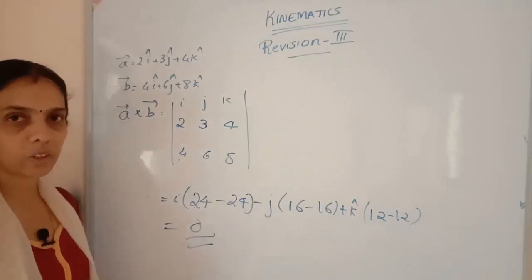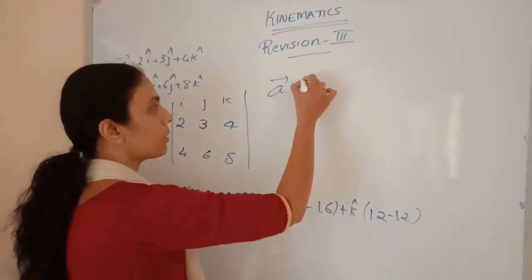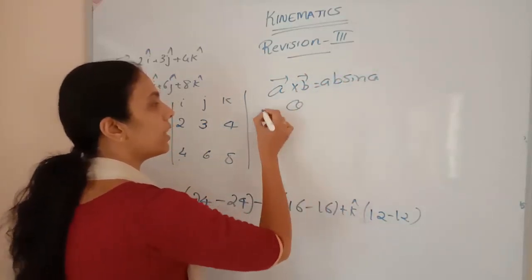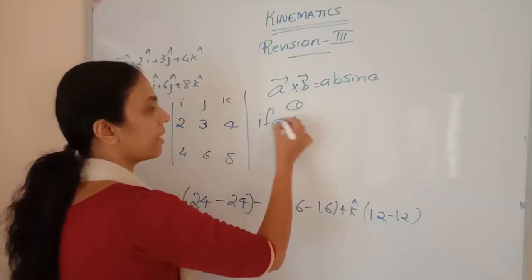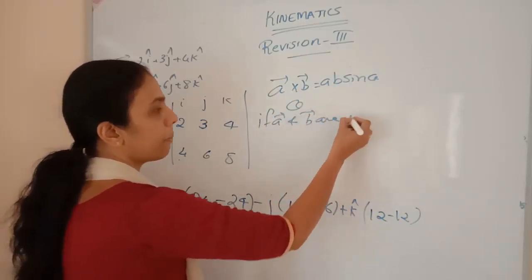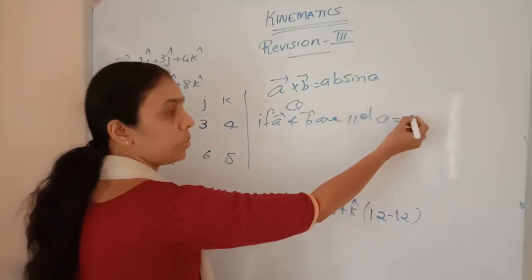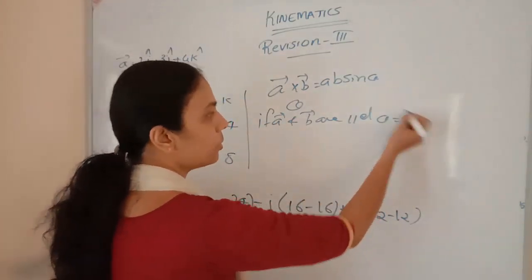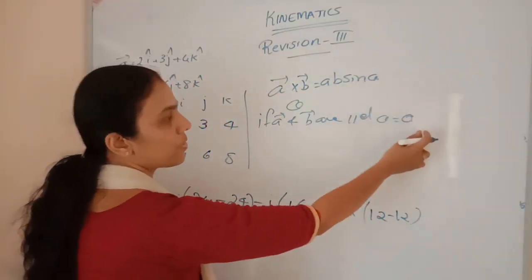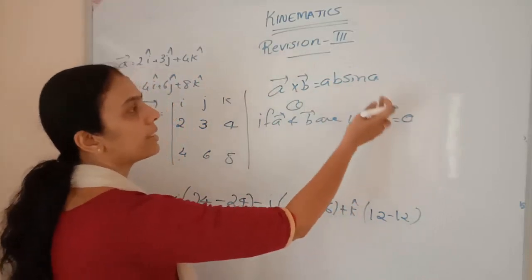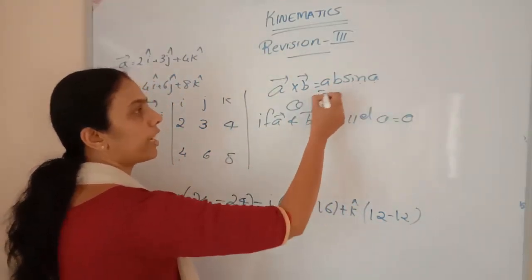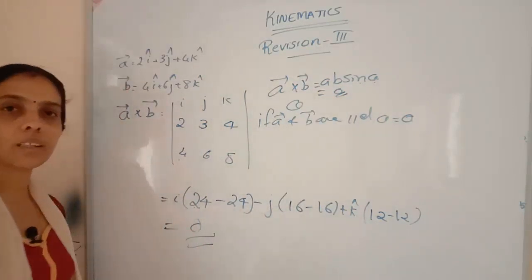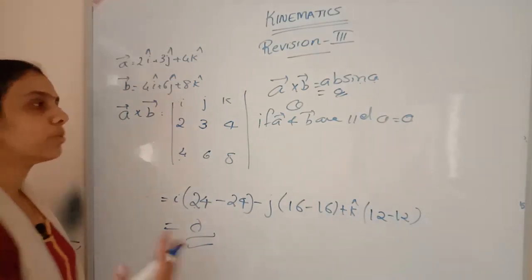Why are we considering A cross B? As I told you, A cross B equals AB sin theta. If A and B are parallel, theta will be equal to 0, and sin 0 is 0. Then A cross B you will get as 0. Here we got A cross B as 0. So it is easy.